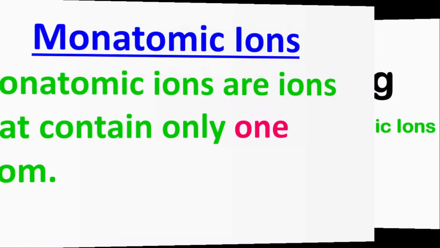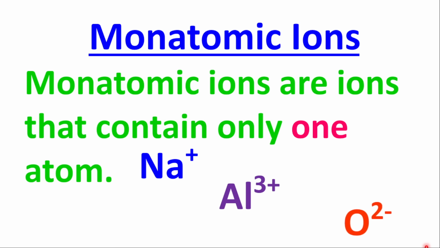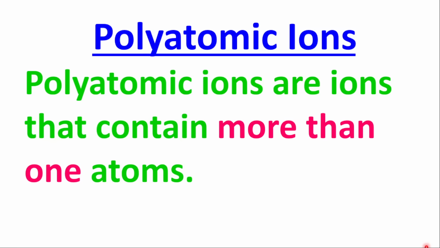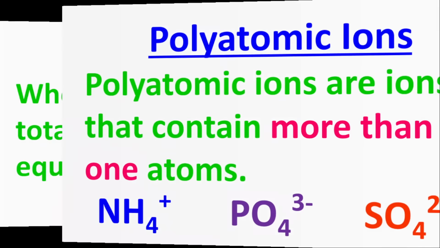So quickly, a monatomic ion has 1 atom present. For example, Na+, Al3+, and O2-. Those are monatomic ions. Now, polyatomic ions contain more than 1 atom or element. For example, NH4+, which is the ammonium ion, PO4 3-, which is the phosphate ion, and SO4 2-, which is the sulfate ion. Those are just typical examples.